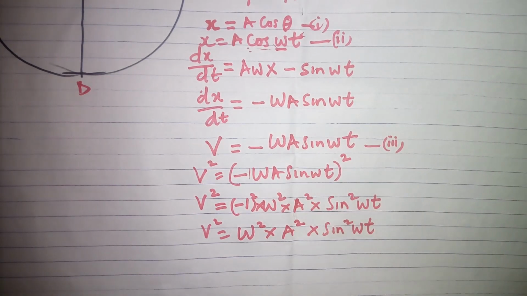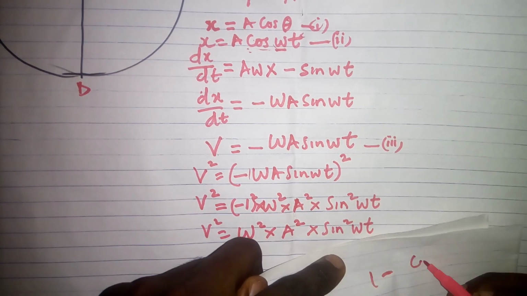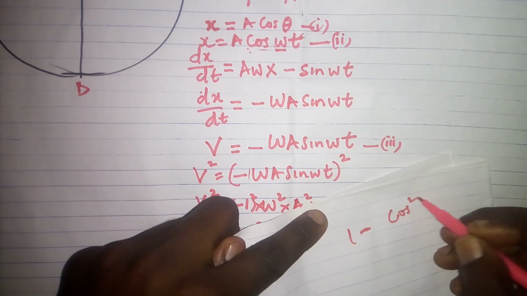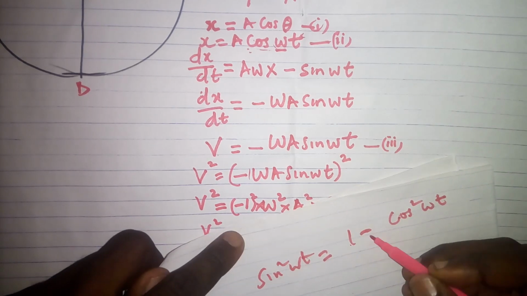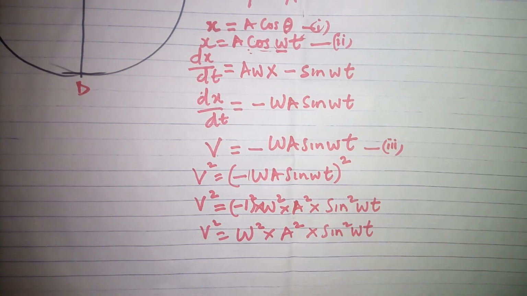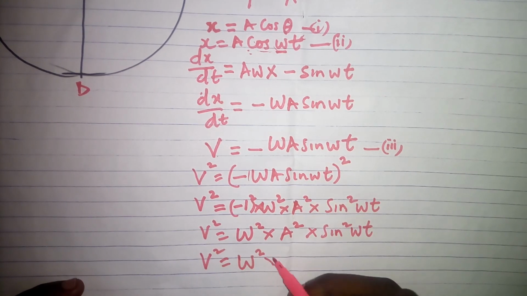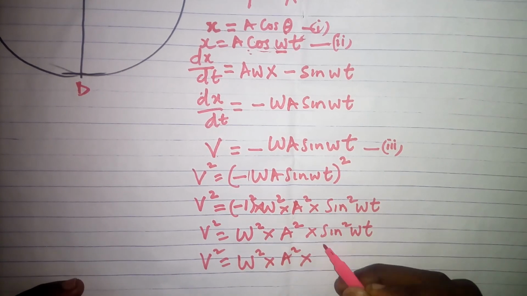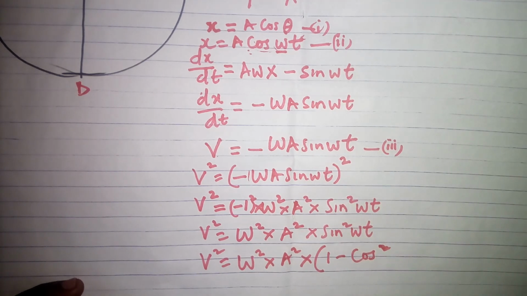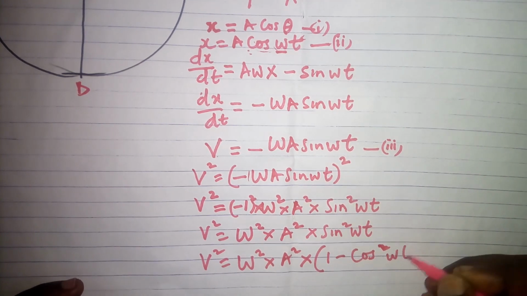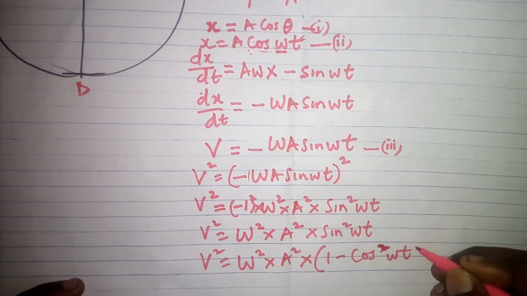Then following trig identity, I can replace this sine squared omega t with 1 minus cos squared omega t. So sine squared omega t is also equal to 1 minus cos squared omega t. So now I can rewrite this as v squared equals omega squared times a squared times, all in brackets, 1 minus cos squared omega t.